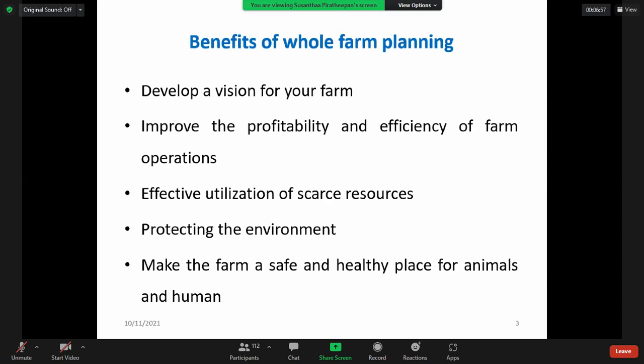And the third one is effective utilization of scarce resources. We may have resources which are in very short supply.